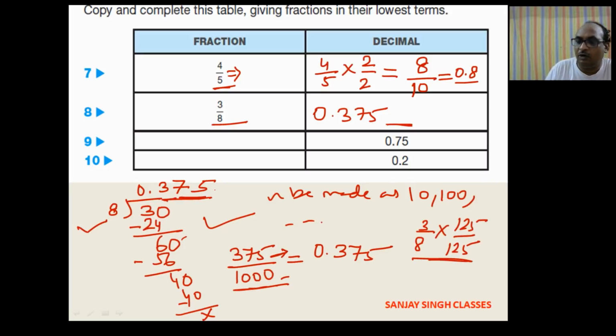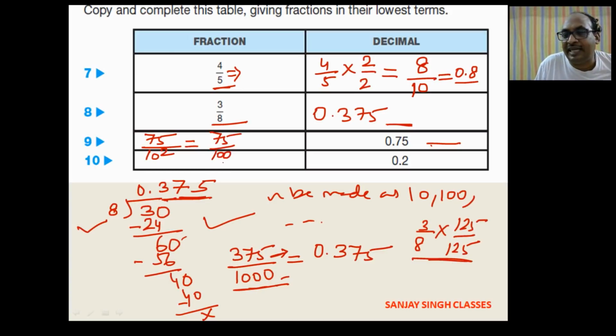Okay, now a decimal is given to us. We need to convert it into a fraction. So if 0.75 is there, it will be 75 by 10 to the power 2, because if after the decimal 2 digits are there, then we write 10 to the power 2. After the decimal, however many digits are there, the same power will come here. So it will become 75 by 100.